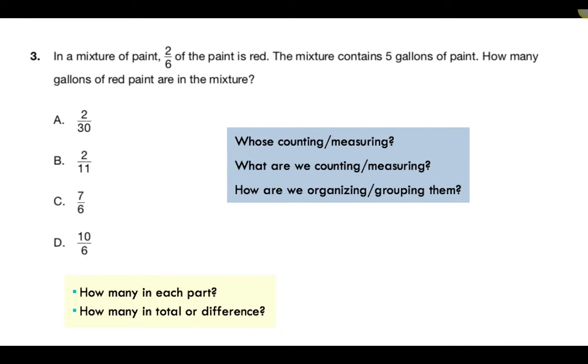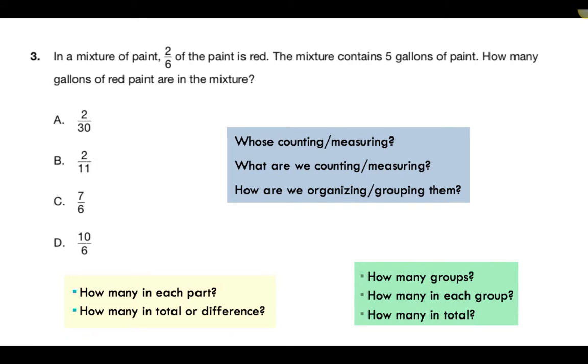1 gallon, 2 gallons, 3 gallons, 4 gallons, and 5 gallons. Can you see the gallon containers? All filled with paint. And on the bottom of each of them, it's going to be 2/6 will be red paint. And we're going to leave the other one empty to say that's going to be the other paint, because if we put the other paint in, it might mix the colors, right?